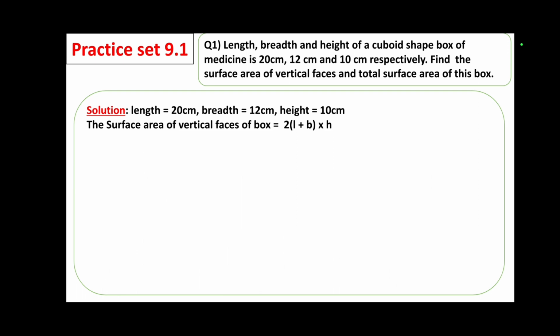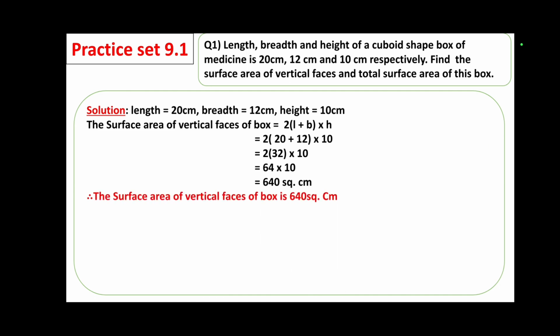So we have 2 (length plus breadth) into height. Substitute the values of length, breadth and height. First of all we will solve the bracket. So 20 plus 12 is 32. 32 times 2 is 64, into 10 we get 640 square centimeter. Here we have to write square because we have got the area. Therefore, the surface area of the vertical faces of the box is 640 square centimeter.